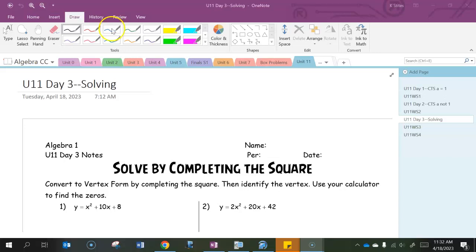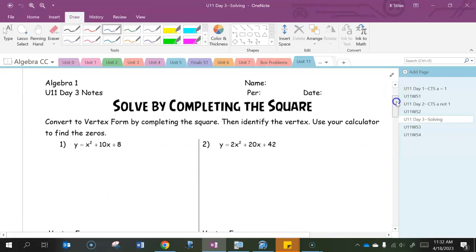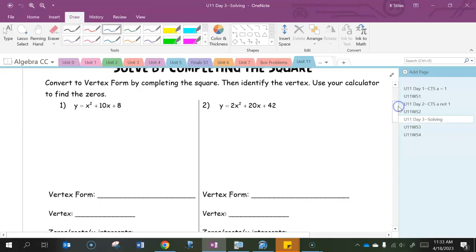Hello, Algebra 1. This is our final day of new material for completing the square, and today we're going to talk about solving by completing the square. Okay, first though, we're just going to do 2 review problems of converting to vertex form.